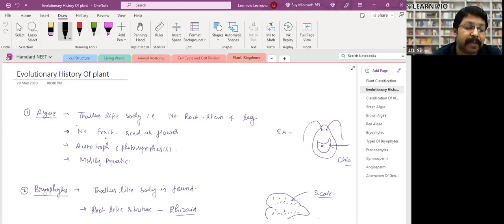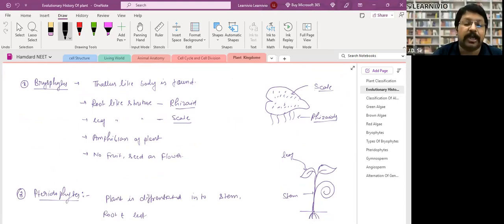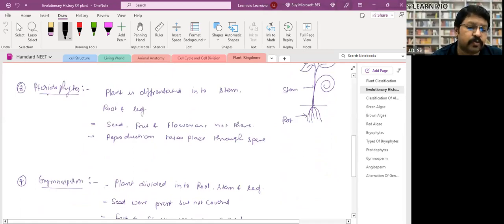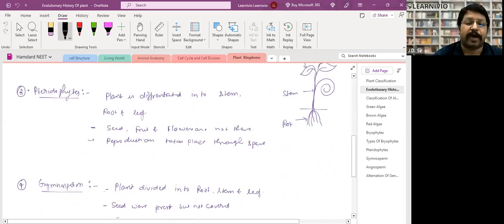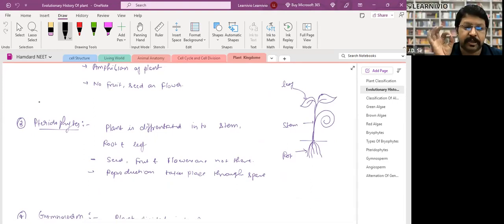After millions of years, after the arrival of the algae, bryophyta came. Bryophyta have root-like structure but not root, leaf-like structure but not leaf. They do not have mechanical tissue, seed, fruit, or flower. After them, in the evolutionary history, more advanced plants arrived, the pteridophyta. They have root, stem, and leaf, but still they do not have seed, flower, or fruit.